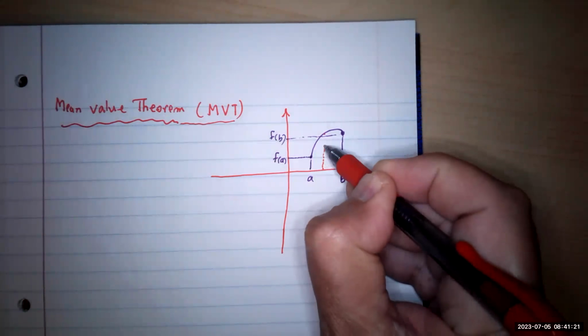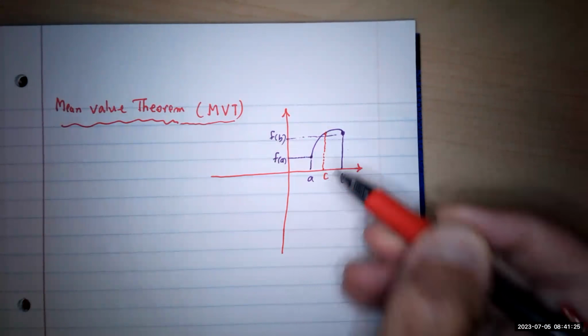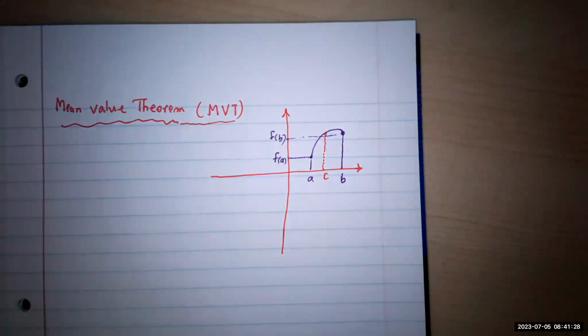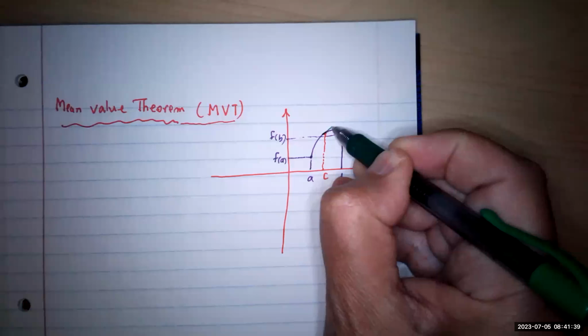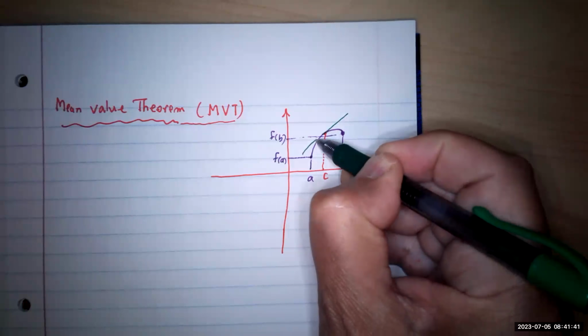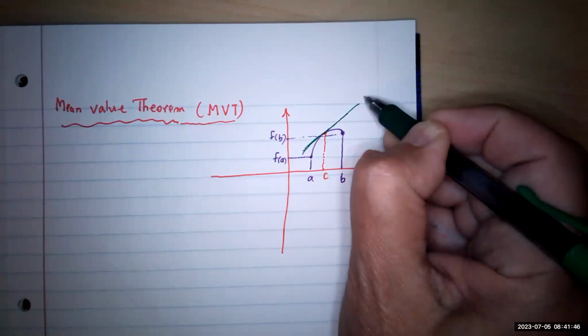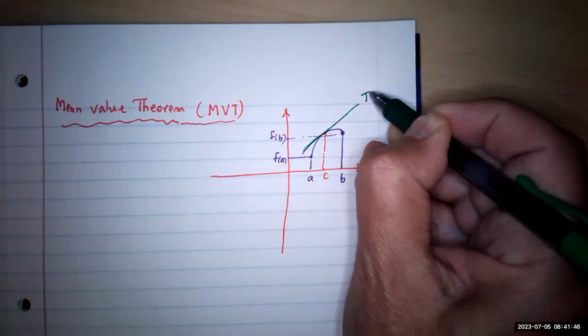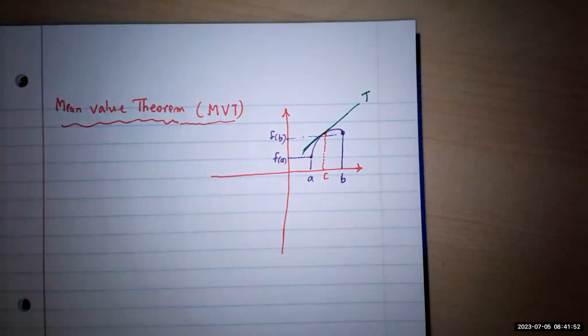So, the C is here, and this would be the maximum value of the function, if you like. And there is a tangent line. You see, there is a tangent. Of course, it's not going to be horizontal. So what's going to be that tangent line? This is going to be that tangent line that we talk about. But this time, this tangent line is not horizontal.